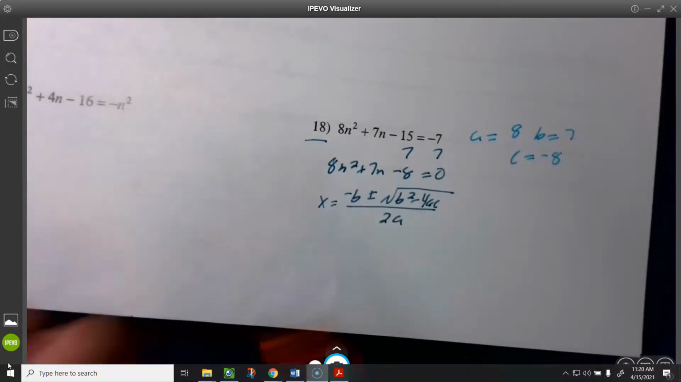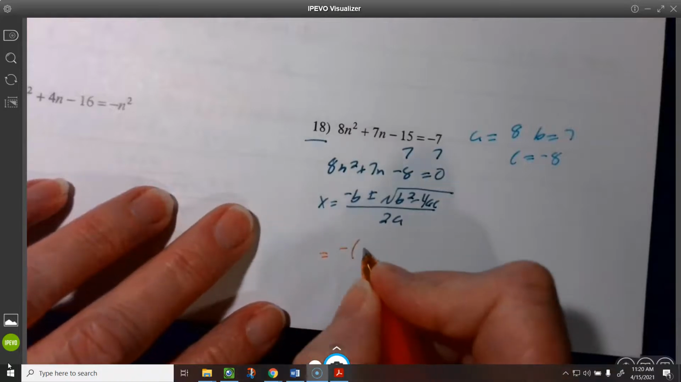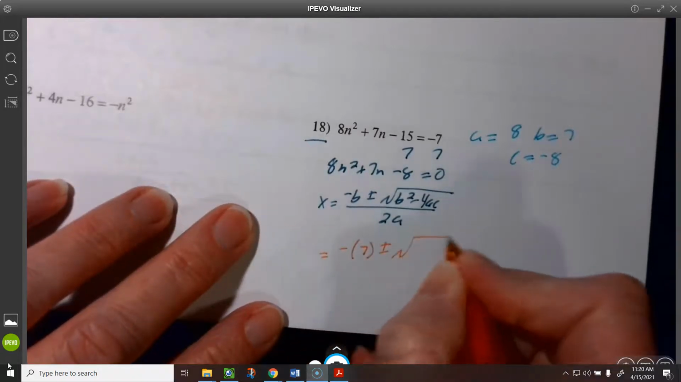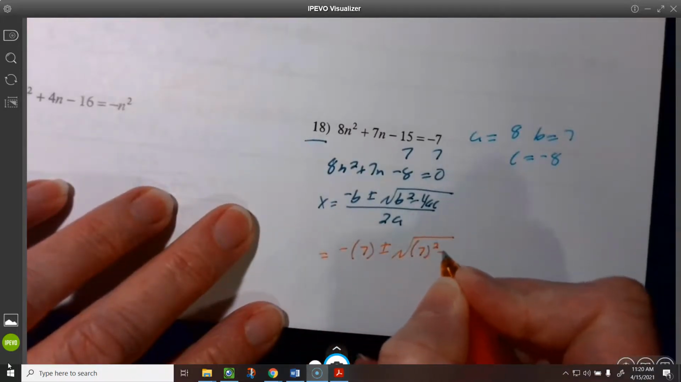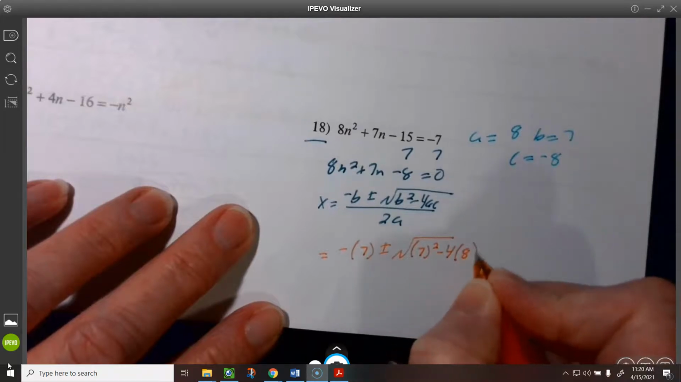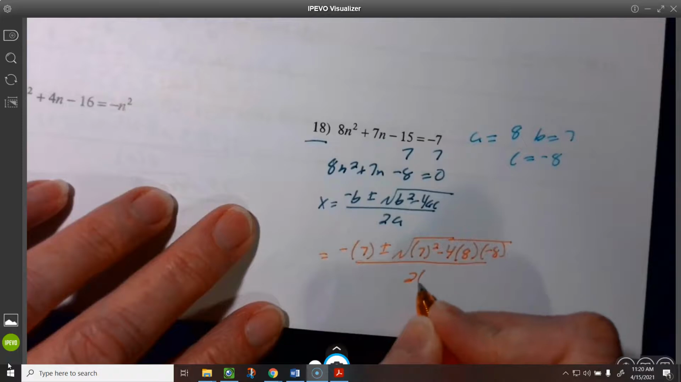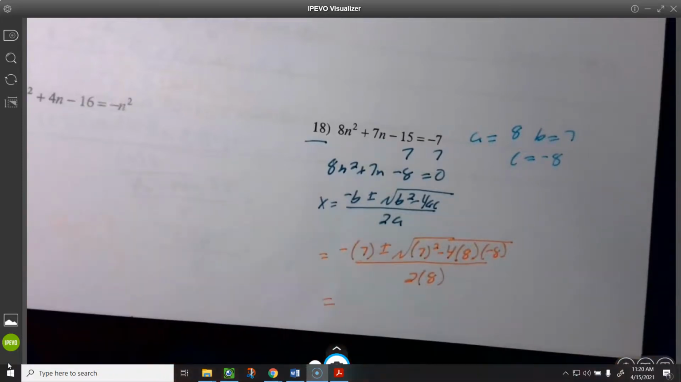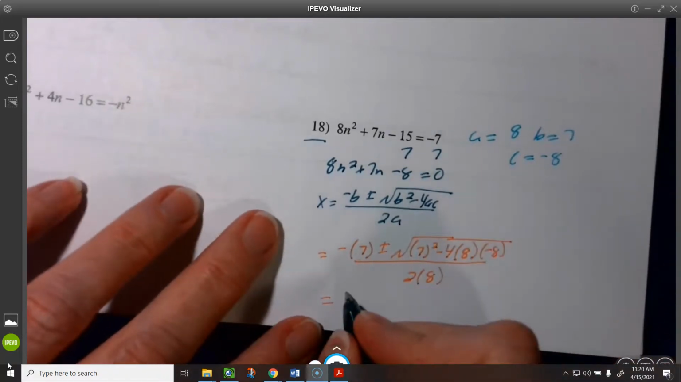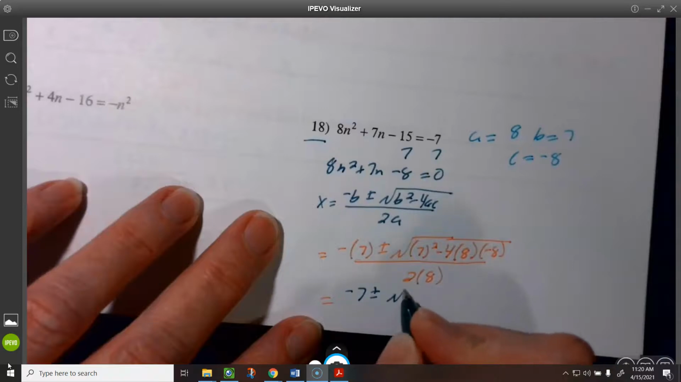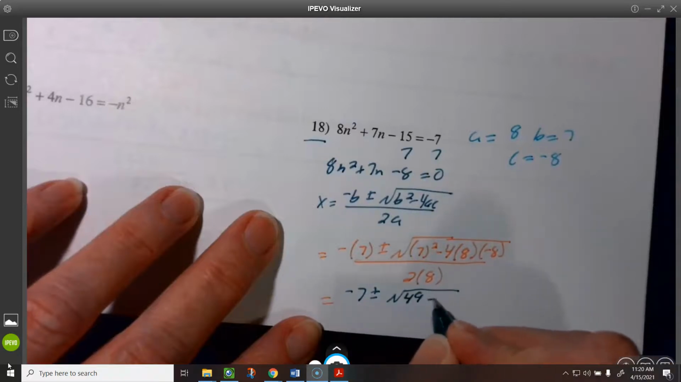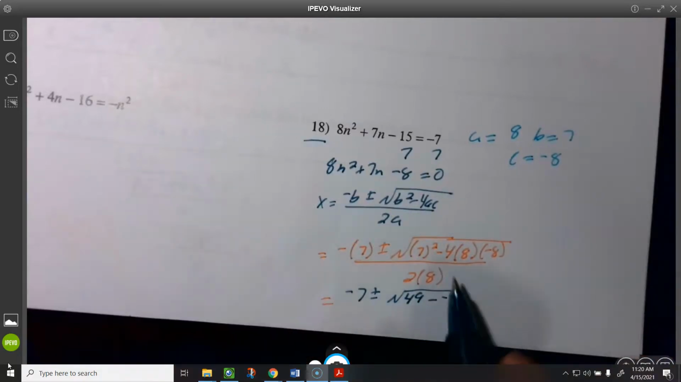Now we're going to plug that in. Negative b plus or minus the square root of b squared minus 4 times a times c all over 2 times a. Negative 7 plus or minus the square root of 49 minus negative. These are not always minus negatives. Sometimes you're going to have plus and negative, but we haven't had that yet. So just watch those signs there.